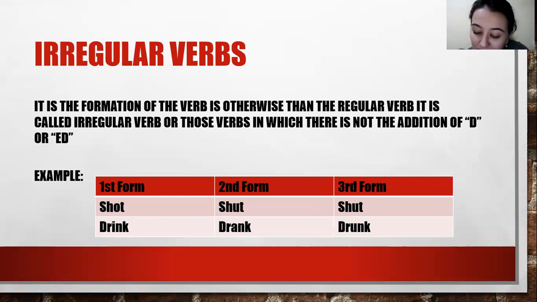Irregular verbs: the past form and past participle form of these kinds of verbs are completely changed, or sometimes the change in the root of a word is shown here. So shut, shut, shut, maybe drink, drank, drunk. We don't add d or ed. This is called an irregular verb.